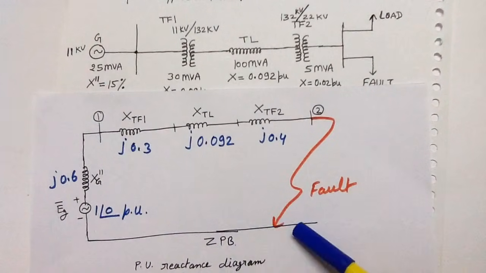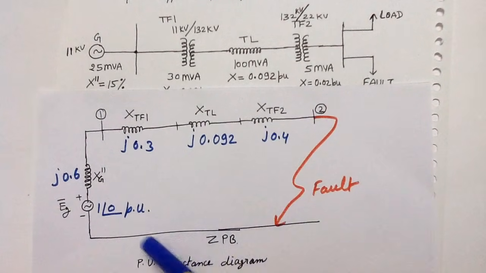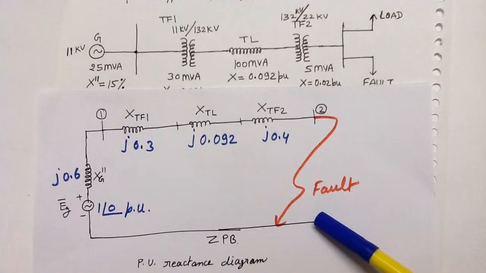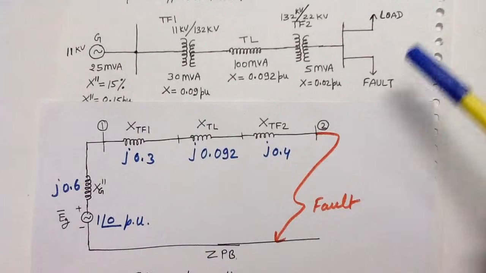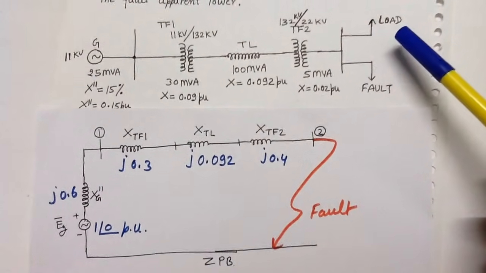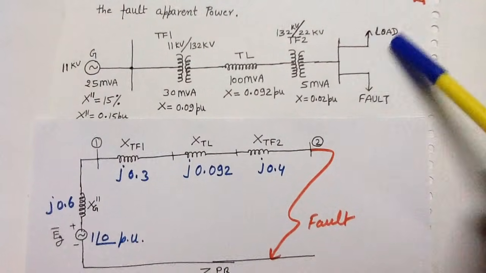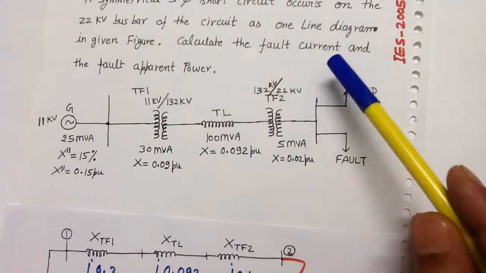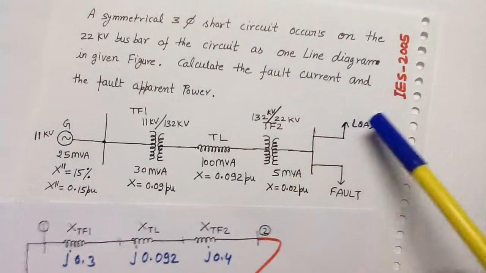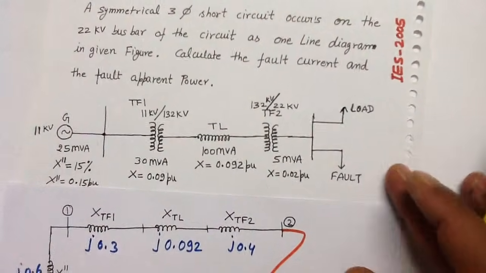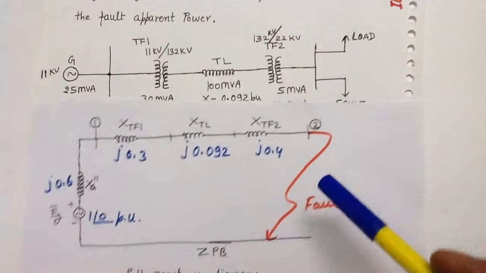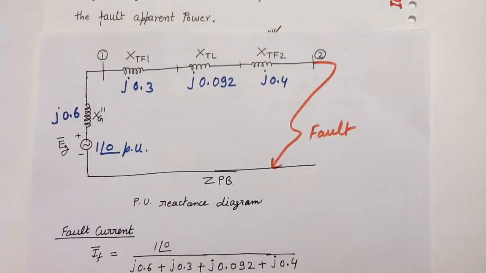This line represents the zero power bus. This is the reference bus and the potential of this reference bus is 0 volt. Nothing is given about the load. In the problem, the examiner has not given anything about the load. So I am assuming this load to be a static load and I am ignoring this load to draw the per unit reactance diagram.